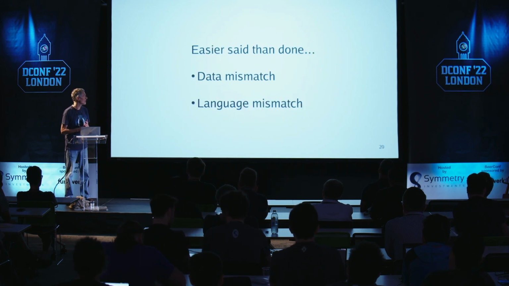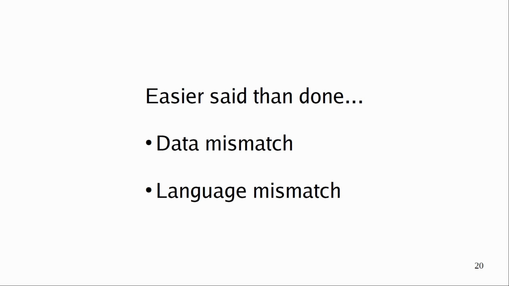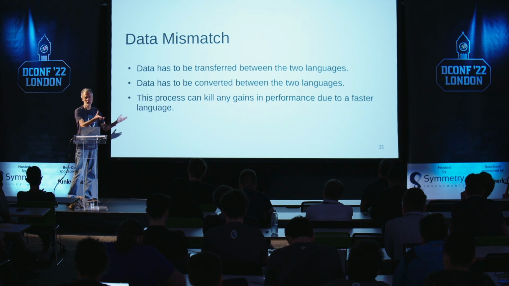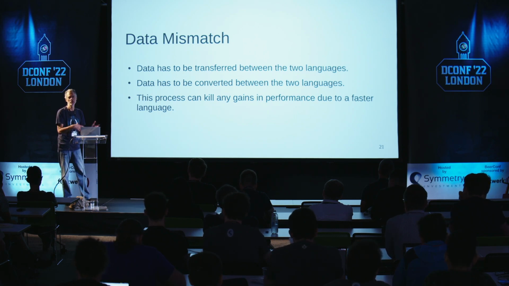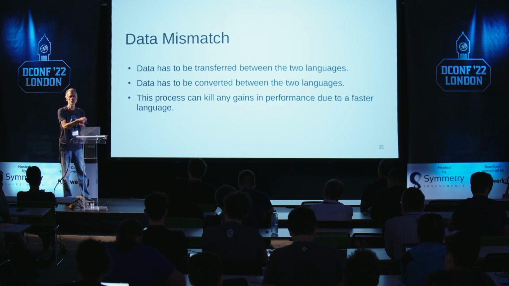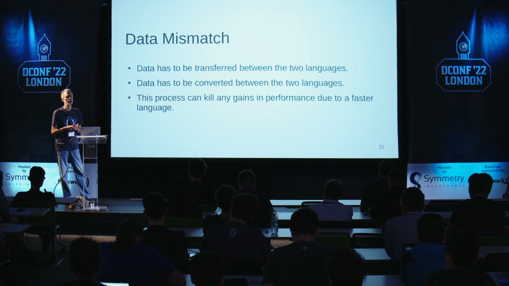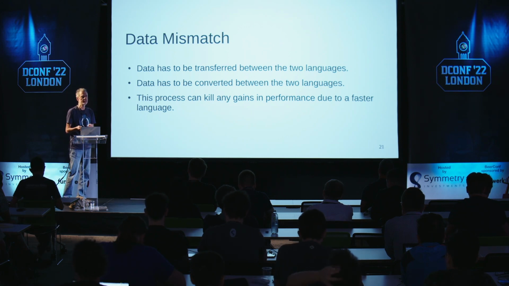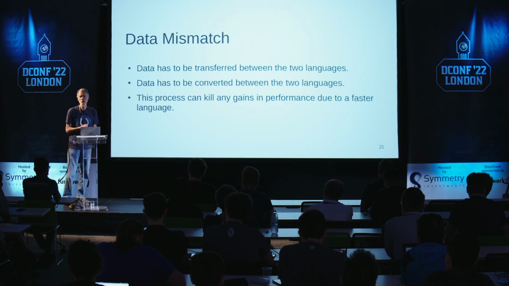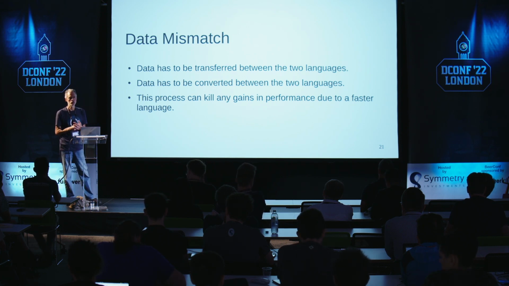The main problem is that it's easier said than done, because we have two main problems with this idea of rewriting in C. There is data mismatch and language mismatch. Data mismatch means that data has to be transferred between the two languages. So you have, for instance, an array or a table represented in Lua, and if you want to manipulate that, you have to transfer it. Either you have to copy the whole array into a C array, or you have to do API calls for each access to an element. So this data transfer becomes very slow, and this process sometimes kills any gain that you could have from changing the code to C.